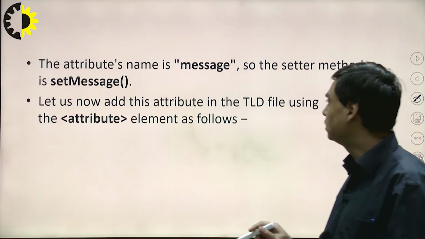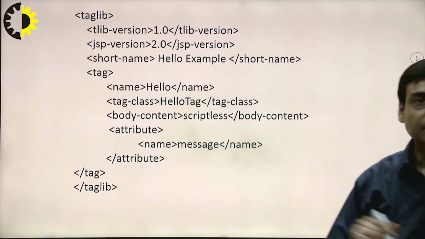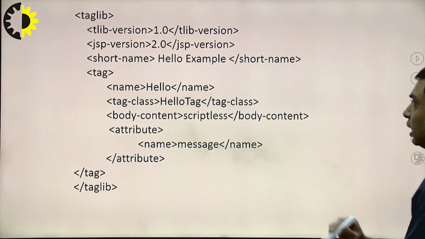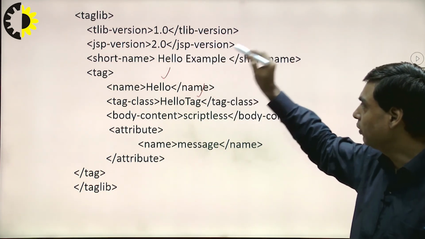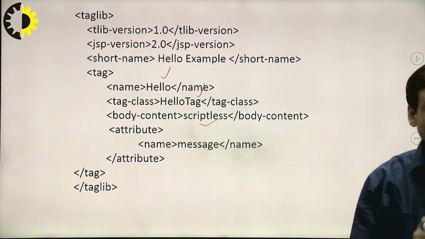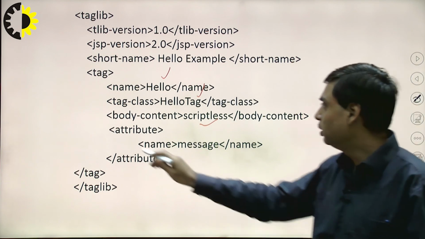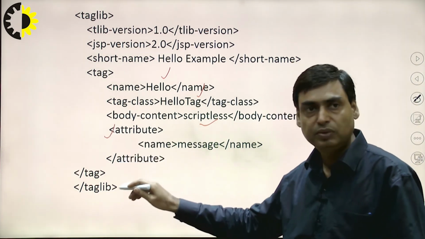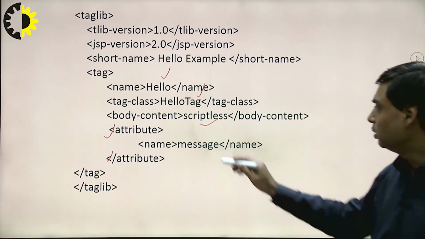Let us now add this. Now we are going to add this attribute. Now we have to define the tag library. In the tag library we have hello, and the name of the tag handler is HelloTag. Now body content is scriptless, meaning the tag hello consists of a body part also. Then we have an attribute. We define the attribute with the help of the attribute tag, and the name of this attribute is message.